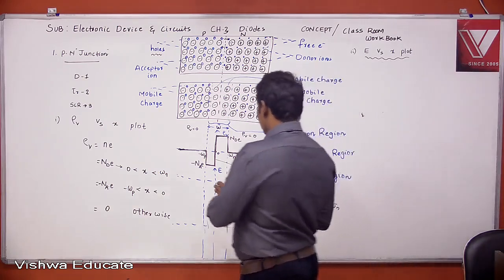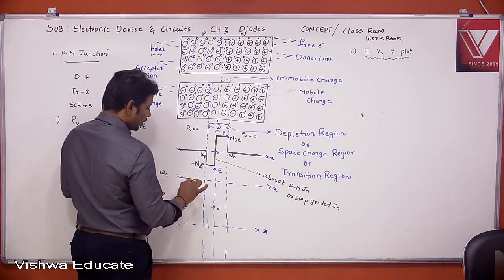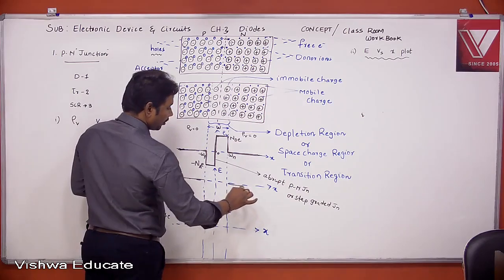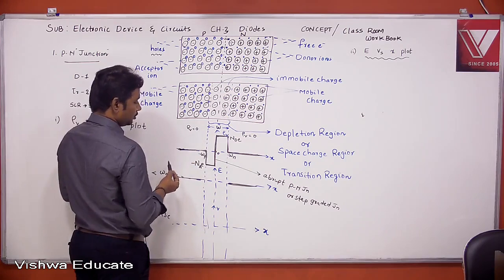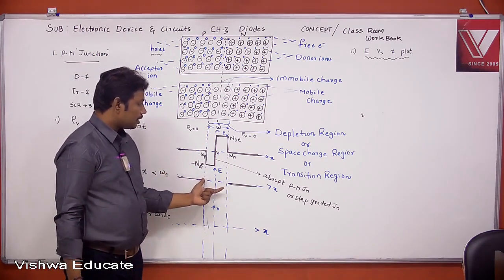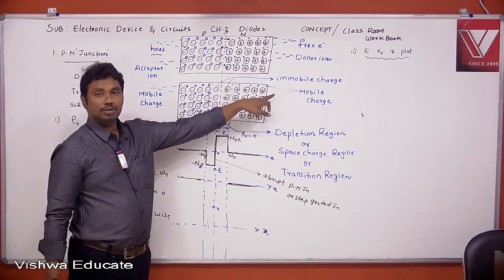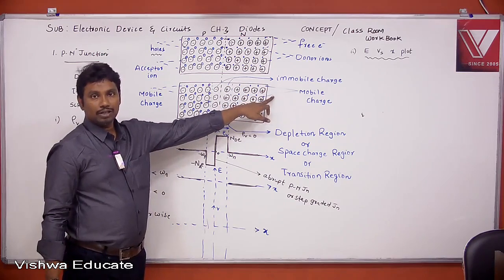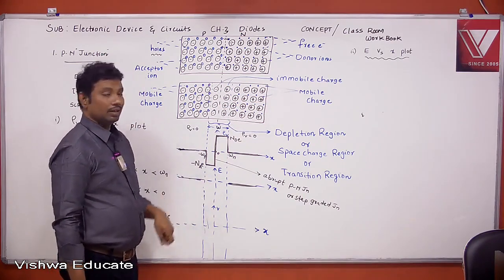First, outside the depletion region, what will be the electric field value? Actually, 0. Why is the electric field 0 outside the depletion region? Because of charge neutrality. But within a depletion region, the electric field is non-zero due to immobile charge. How to calculate that electric field?